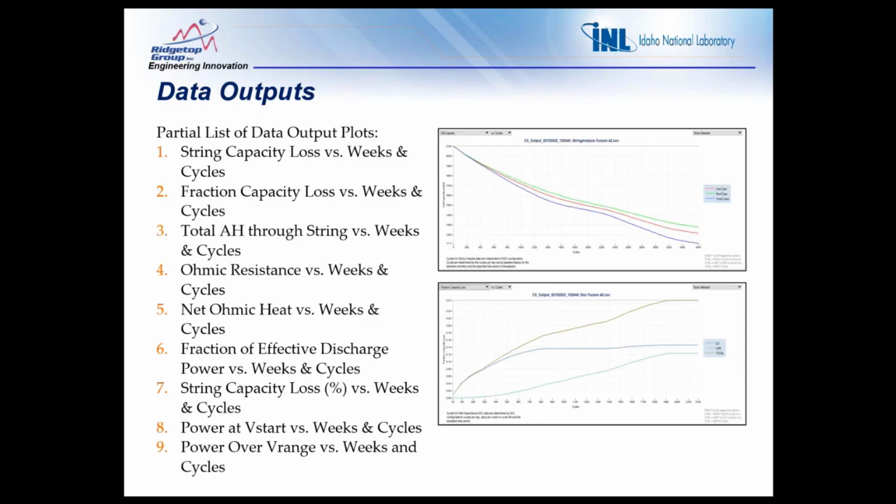So here on this slide, we can see a partial list of some of our data outputs. So this includes things like the capacity loss and the fraction of capacity loss versus weeks or cycles. So if we're looking at the loss of lithium inventory or loss of active material, that can be differentiated based on the underlying SRE models or signal rate expression models, which we covered in our webinar last month. We can also look at things like ohmic resistance, net ohmic heat, the fraction of effective discharge power, which is a very useful metric when looking at whether or not a duty cycle can be carried out based on not just capacity loss, but the actual duty cycle that we're trying to achieve.